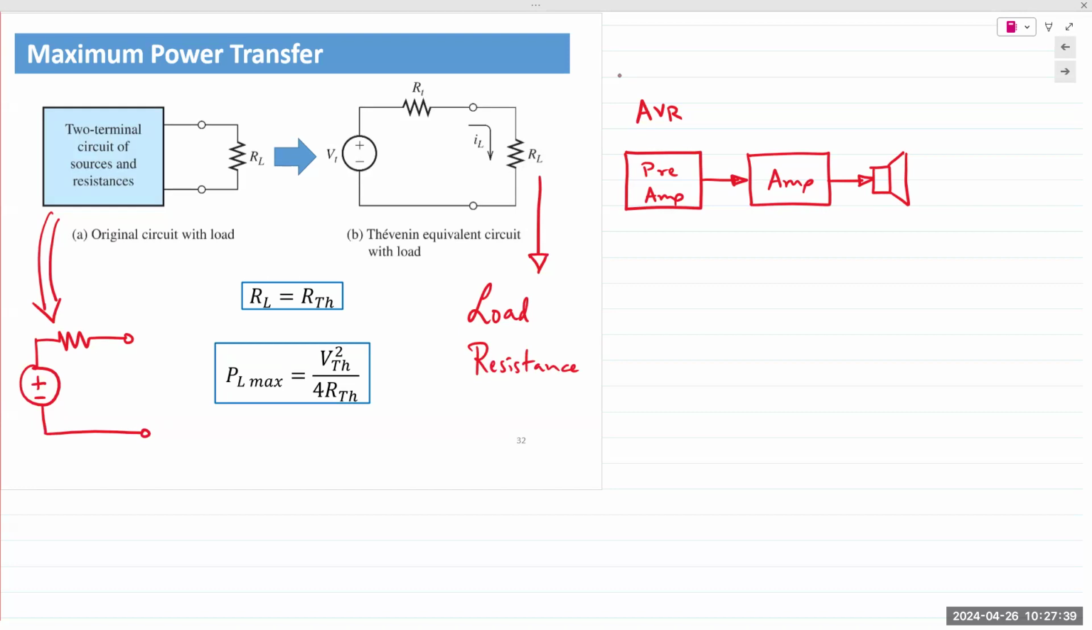And the maximum power can be derived by, again, applying Ohm's law and then applying the power equation. Power, of course, is given by V squared over R. So you find the current in that circuit, and then you apply the equation, and the resulting equation is PL max = V squared over 4 times RTH. Okay, 4 times RTH.